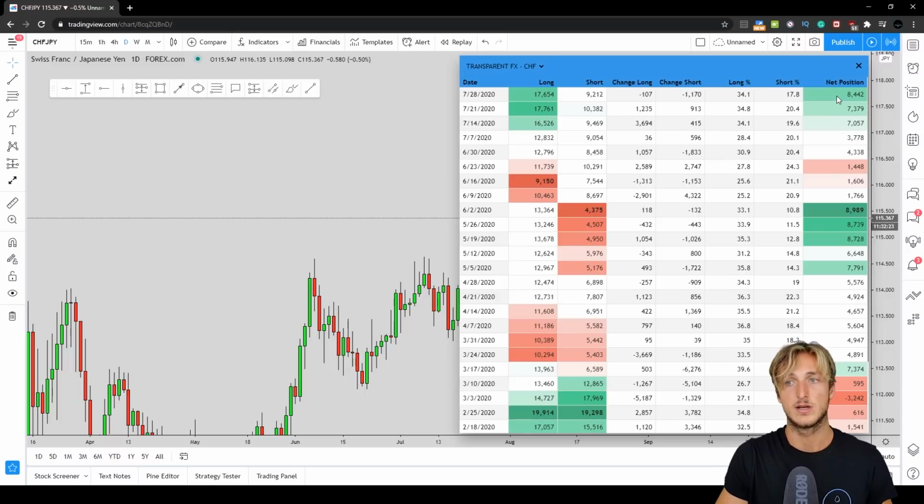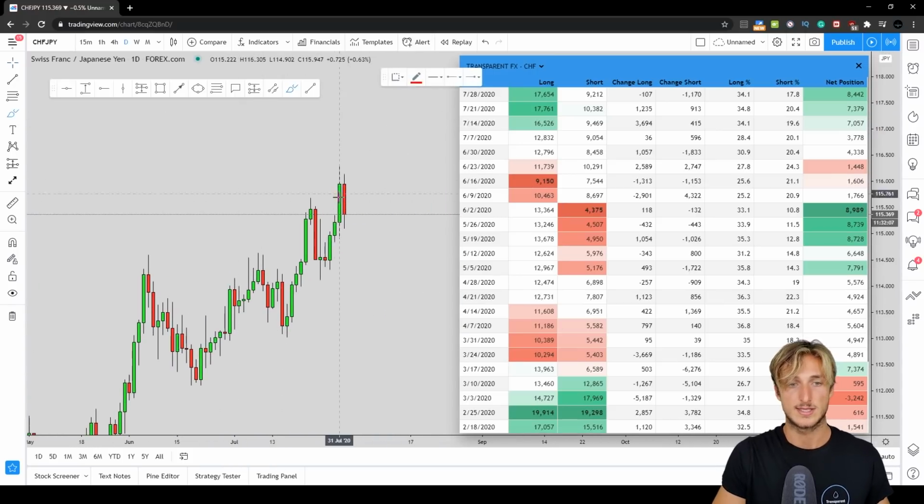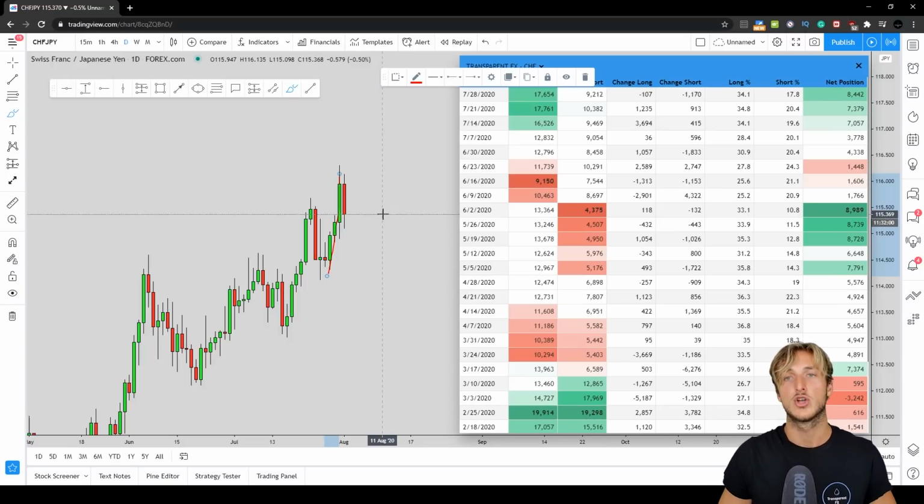And net positions clearly have been increasing from 1.4K all the way up to 8.4K, with clearly a long exposure of 34% and short exposure of 17.8%. So CHF has been getting very strong. So that is definitely why we also wanted to see the move to the upside and why we were able to capitalize on the move to the upside, because we knew that not only we had bullish patterns on the monthly, weekly and daily, but also we clearly had institutions that were actually buying the Swiss franc.